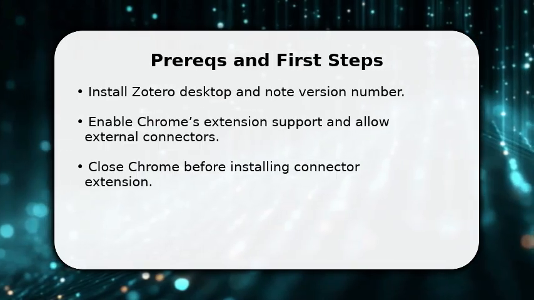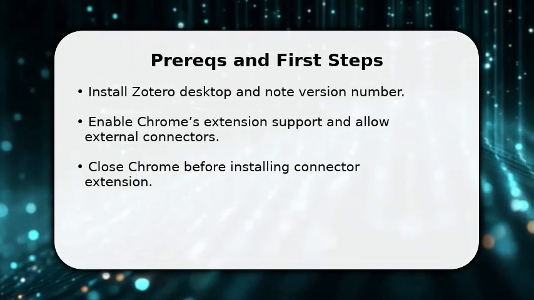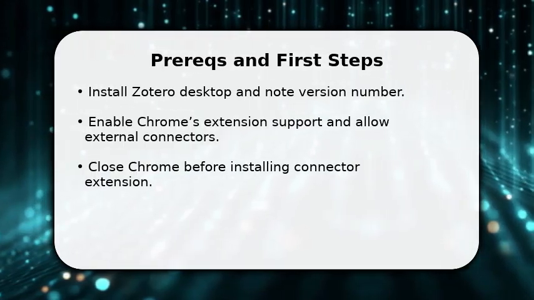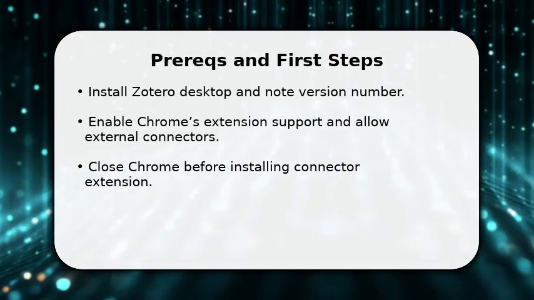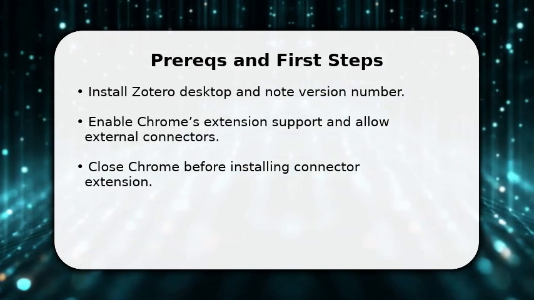Make sure Chrome is fully closed so the connector can register. Then launch the official Zotero Connector installer, use the Chrome Web Store add-on if prompted, and allow permissions. These actions register protocol handlers and native messaging. That's why closing Chrome first is important.